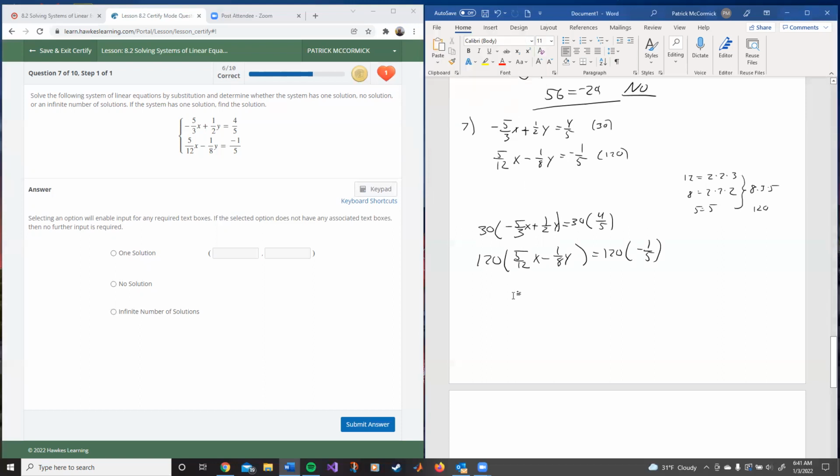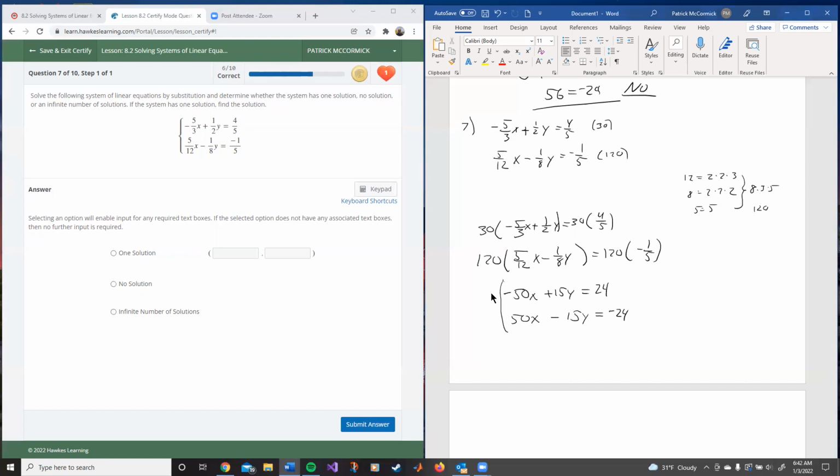All right, so what do we get? Let's keep on working it here. 30 times minus 5/3, that'd be 10, so it'd be minus 50x plus 15y. 6 would be 24. Then on the bottom, I get 10, so I get 50x minus, so 120 divided by 8 is 15, 15y equals 120 divided by 5, 24.